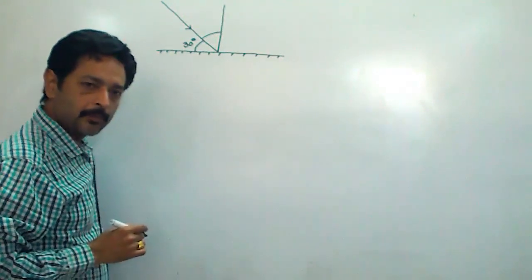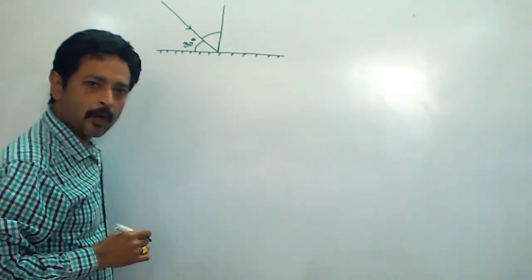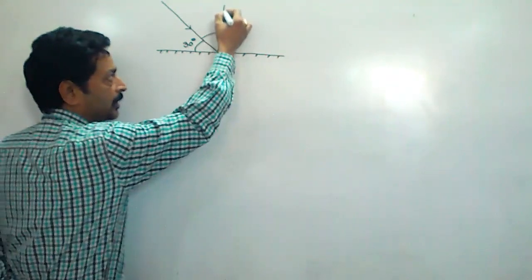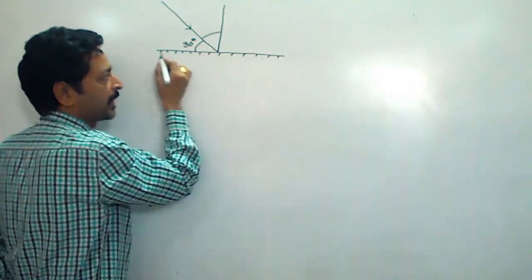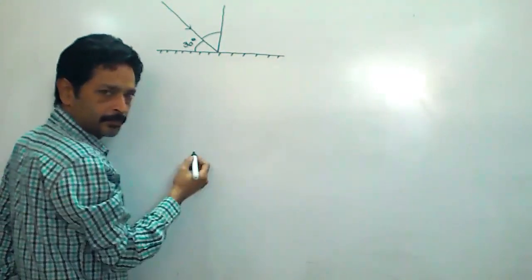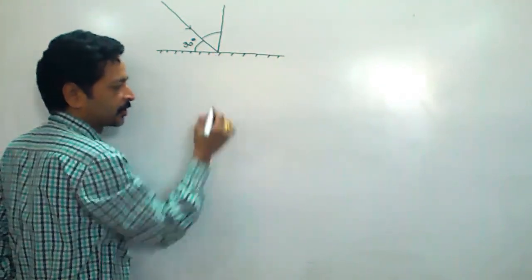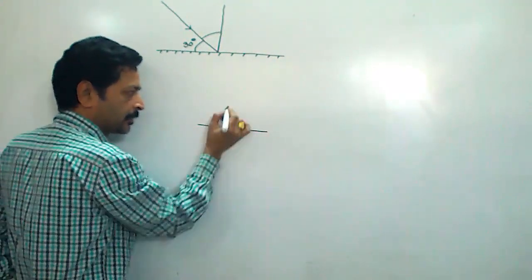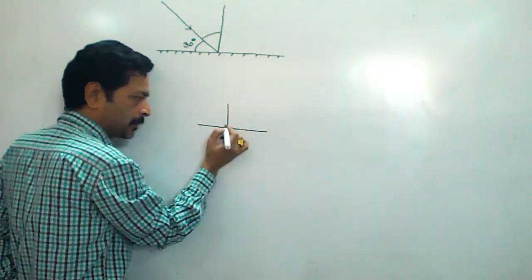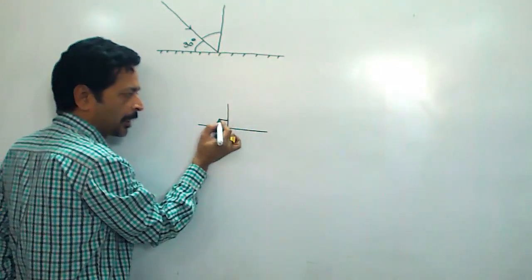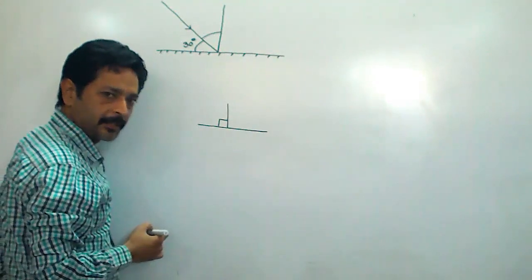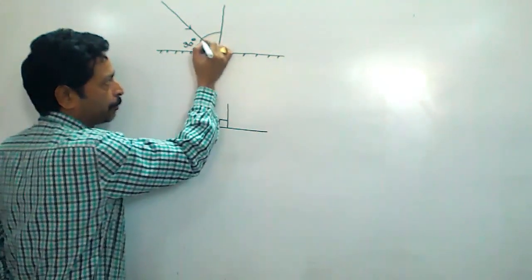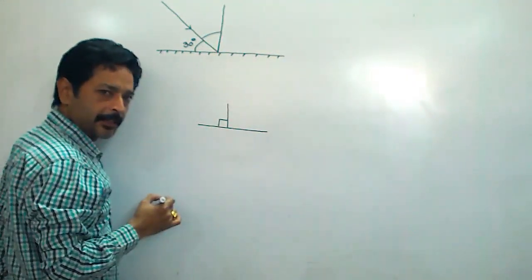If you remember, we have done what is normal. Normal is a line drawn perpendicularly to the mirror at the point of incidence. If this is the mirror, then this will be the normal. That is, this whole angle will be 90 degree. Here, this complete angle will be 90 degree.